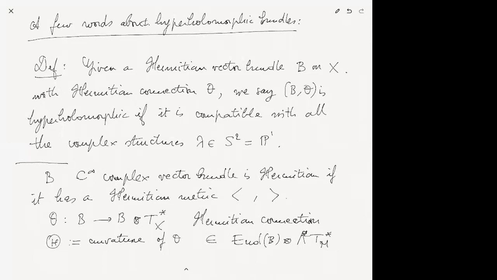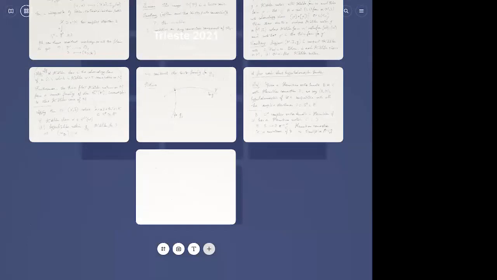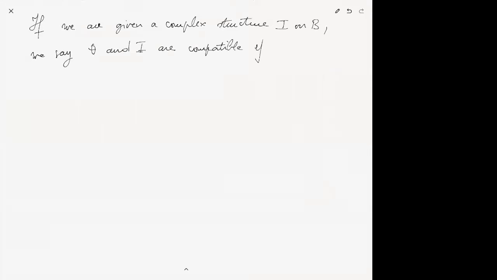So I said that B is a C-infinity vector bundle, but B does not necessarily have a complex structure, right? If we are given a complex structure I on B, we say that theta and I are compatible if the curvature form theta is a 1-1 form with respect to I. Okay, so that's the compatibility.